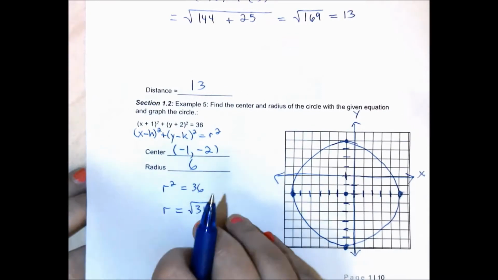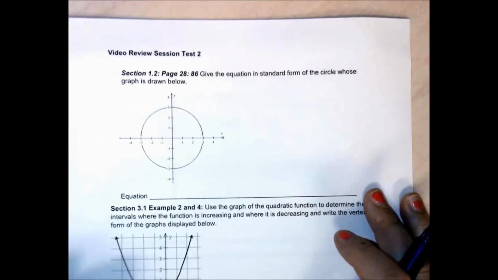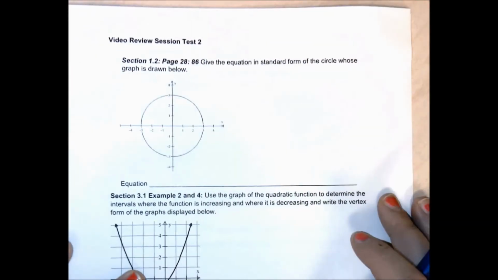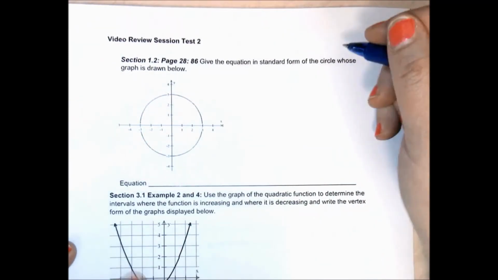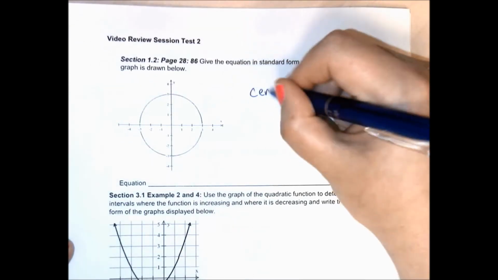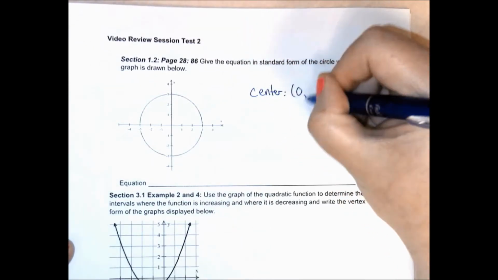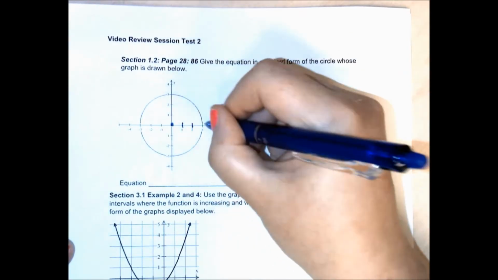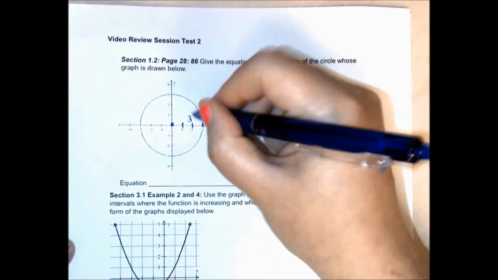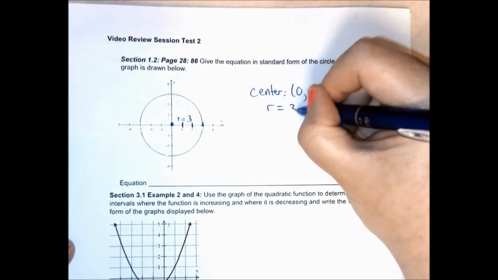And one more from section 1.2. Give the equation in standard form of the circle whose graph is drawn below. So the center here is 0, 0. And we count out from that center 3. And the radius is 3.